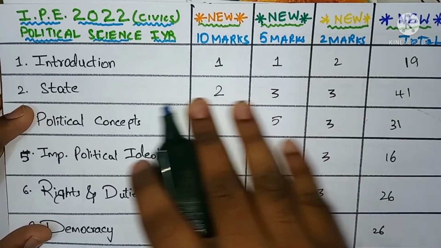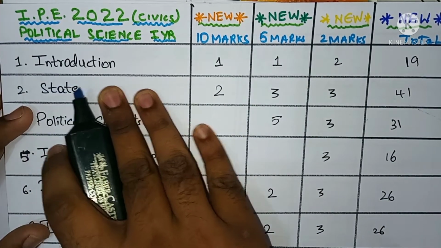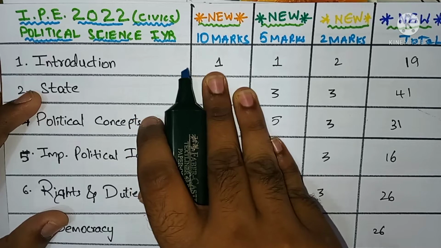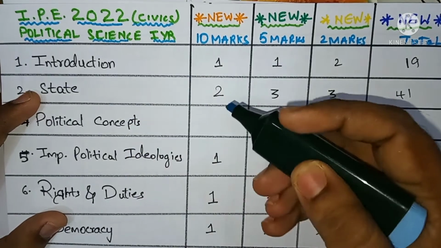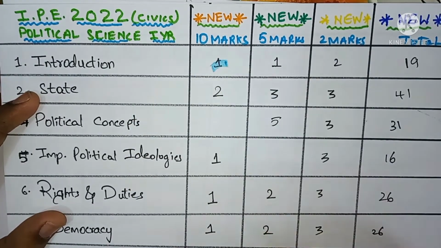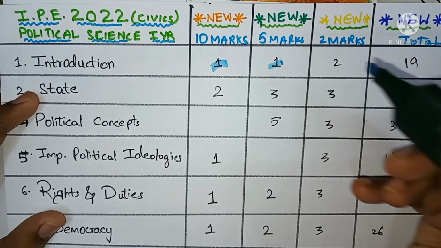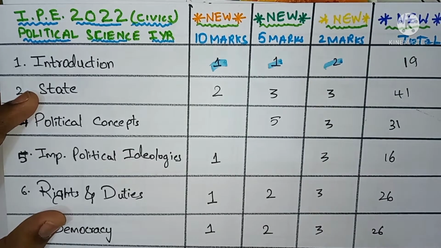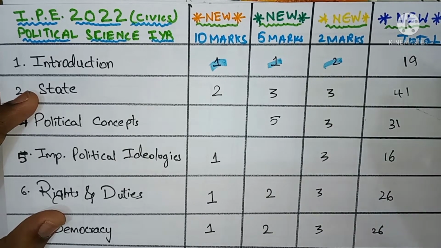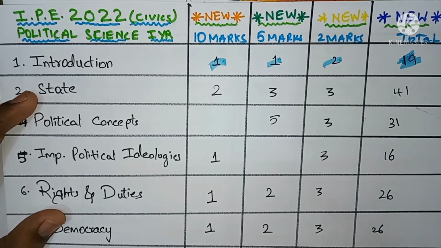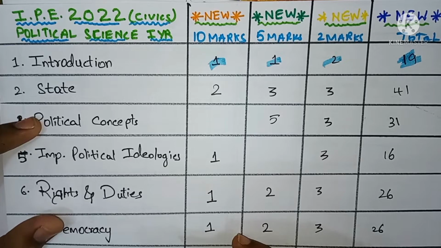So the first chapter is the introduction chapter. From that we will get one 10 marks question, one 5 marks question, and two 2 marks questions. The total marks will be 19 marks.